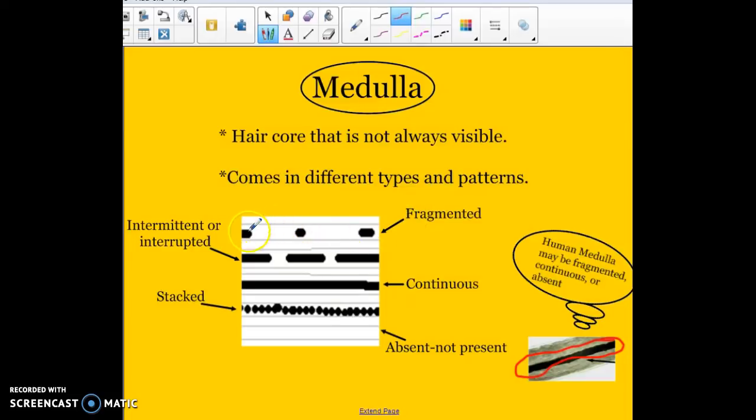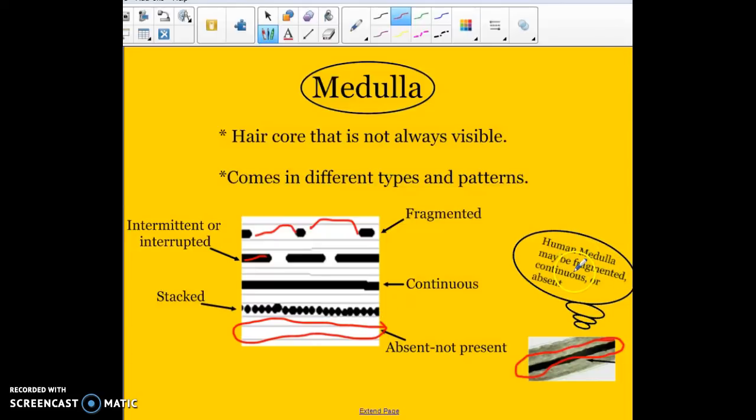So if this is your hair, it's where the medulla is there sometimes, and then there's long stretches where it's not there, then it's there, then there's long stretches where it's not. Interrupted, which is where it's there more often than not, but there's some spaces where it kind of breaks up. Continuous is where you have one long medulla. Stacked, it kind of looks like little circles all stacked on top of each other. And then the 5th pattern is absent or not present, and that's just where you have no medulla at all.